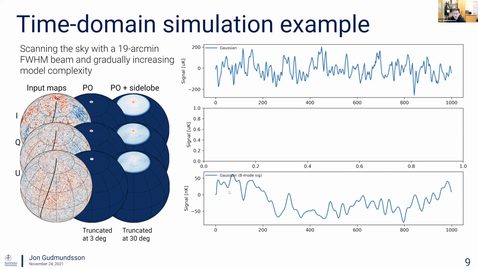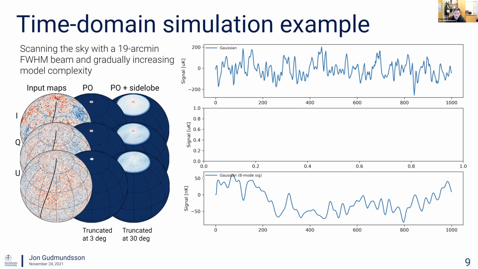Meanwhile, the bottom panel here is representative of a hypothesized primordial B-mode signal that might be there on the sky. This is the thing that we're looking for. And I think that this realization is consistent with the current 95% confidence limit of a tensor-to-scalar ratio of about 0.036.